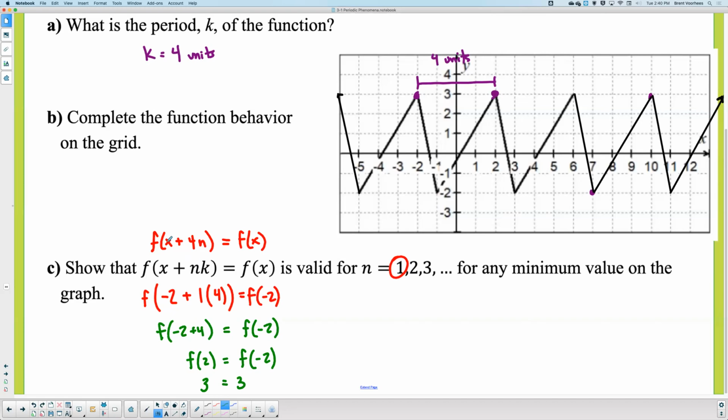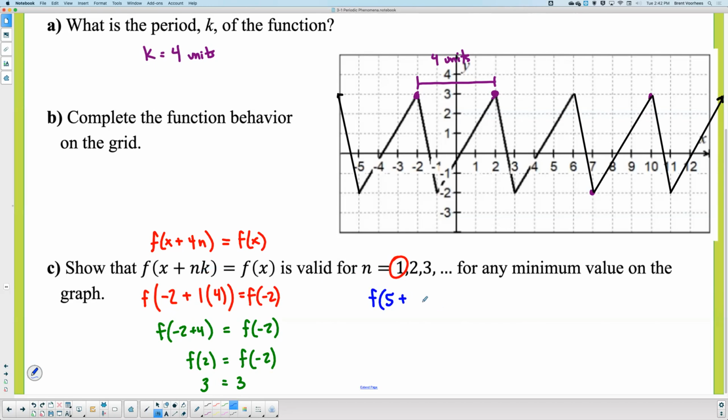Let's do it again. Choose any x value that's in the domain. Any x value whatsoever. What x value do you want to choose this time? Just throw out a random number. I hear 5. So if I wanted to look at f of 5, I'm going to say f of 5 plus, do y'all want to use n of 1 again?